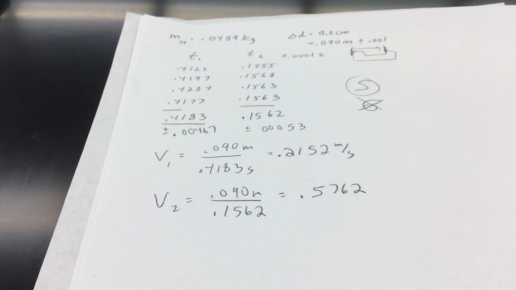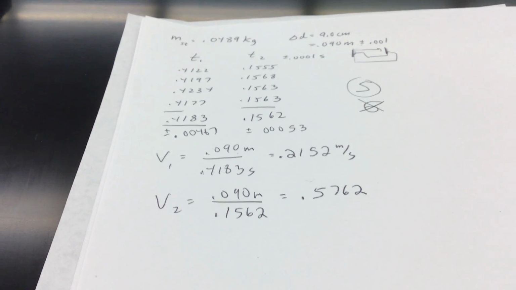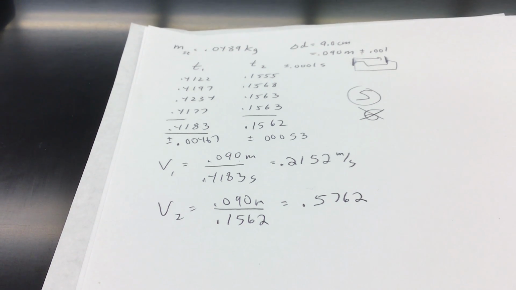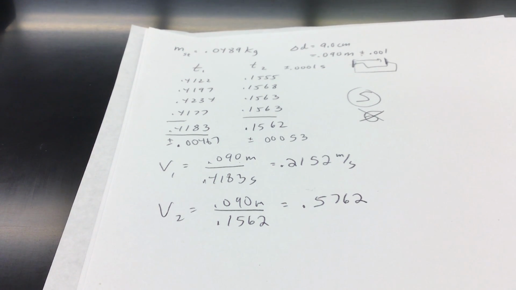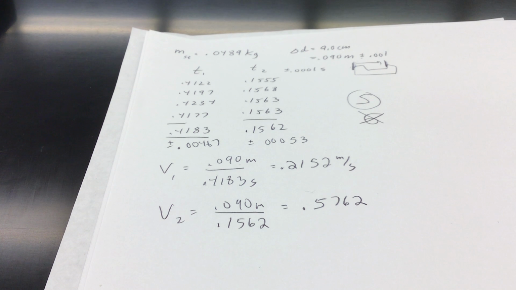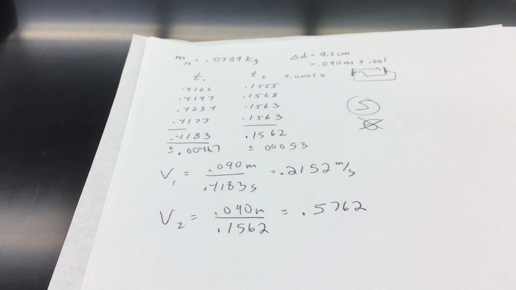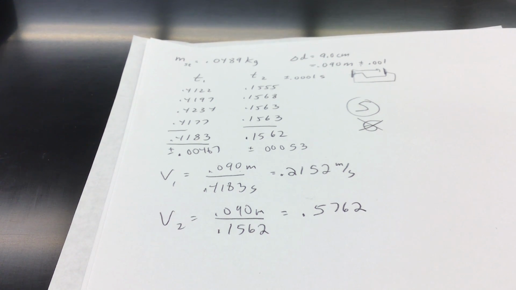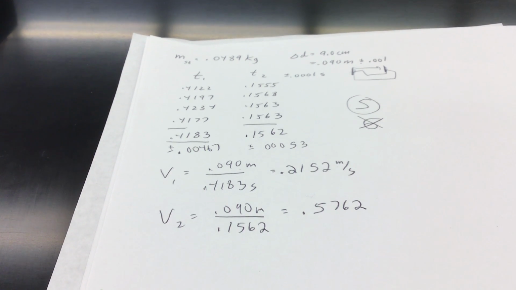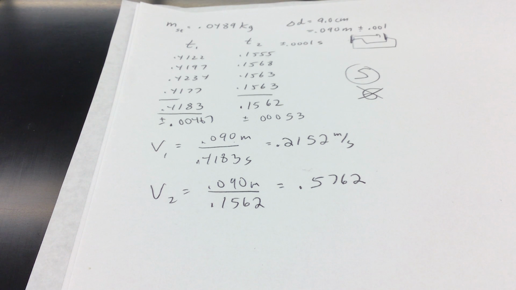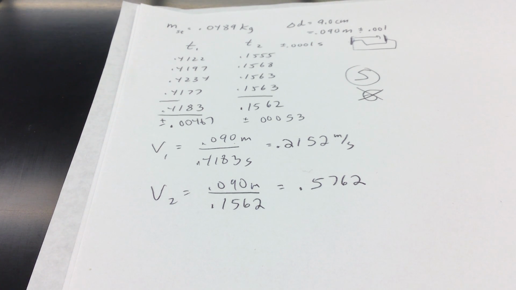Now do this for all of the mass sets. We did the first one, now do 20, 40, 60, 80 grams added to the mass hanger. The next mass we used was 0.0687 kilograms, and then we used 0.0885 kilograms. You have to do the averaging and the standard deviation for all those, then find the velocity. What we're going to do in the next video is figure out how to find the accelerations from all of these measurements.